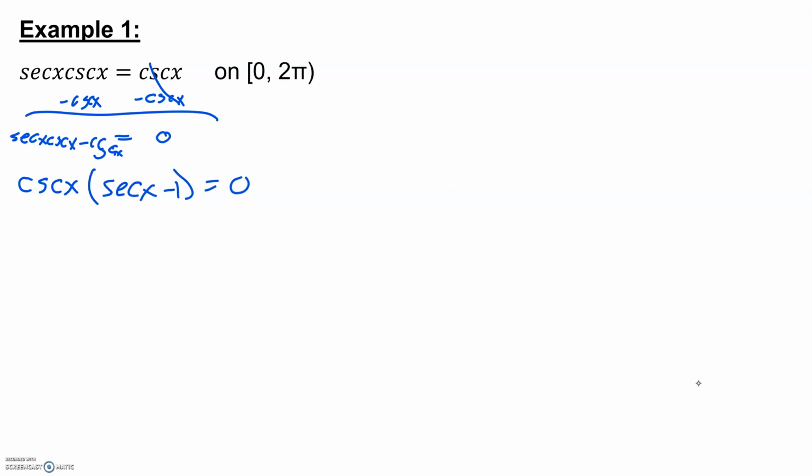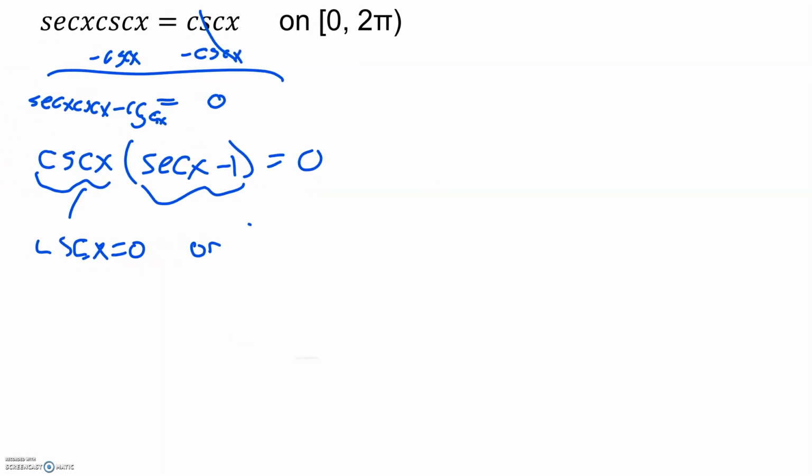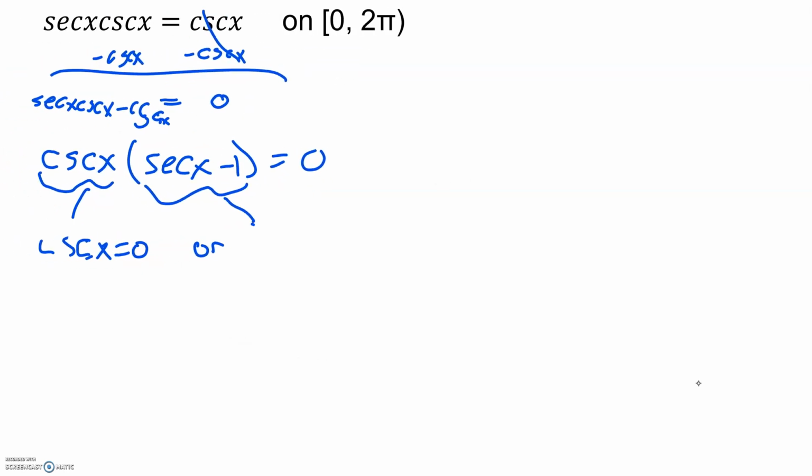Okay, so we're multiplying two things: cosecant and secant minus 1. When they equal 0, that is when you multiply them, which means one of these must be 0. Either cosecant of x must equal 0, or secant of x minus 1 equals 0.